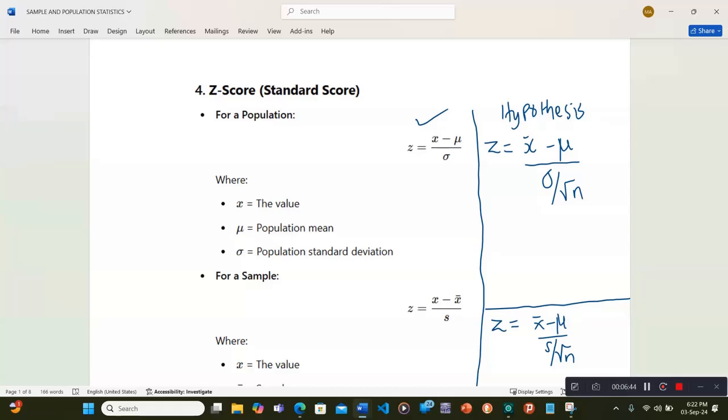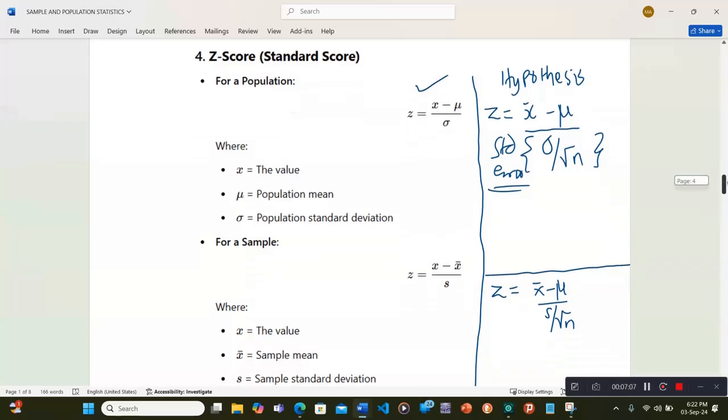So these are the formulas we need to use. For z, it is x bar minus mu divided by sigma divided by root of n. This is what we call the standard error. So if they ask you for the standard error, it will be the standard deviation divided by the square root of n, where n is the number of observations.